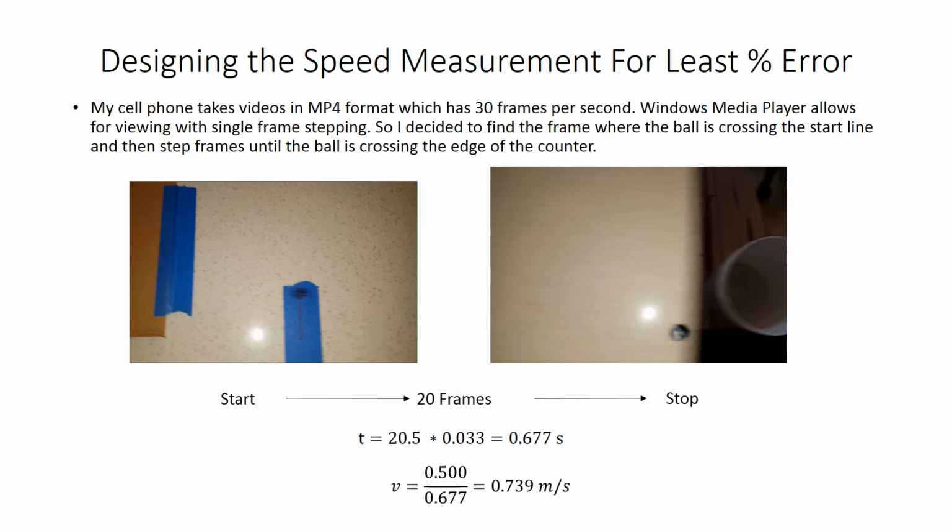And as you can see, the ball's not quite on the edge of the counter, and the next frame it appears to be slightly over. So I would say it was 20 and a half frames, and the time between the tape was 0.677 seconds, and the velocity for this roll was 0.74 meters per second.